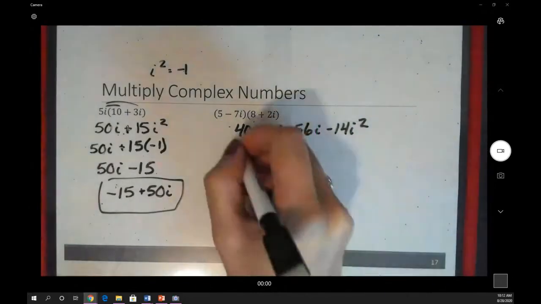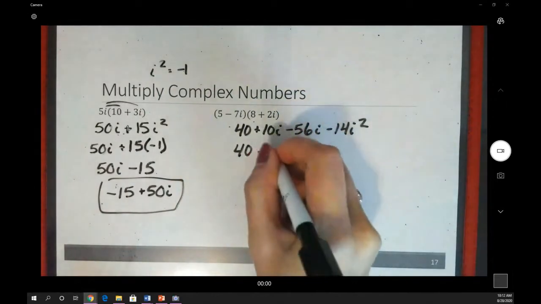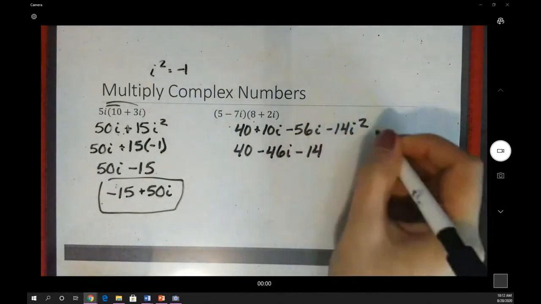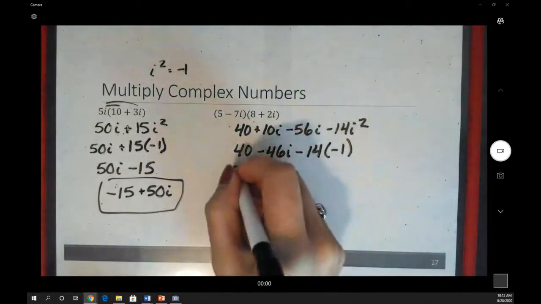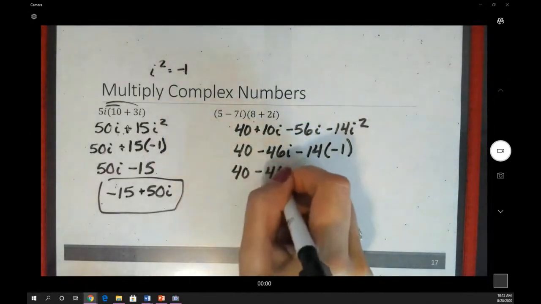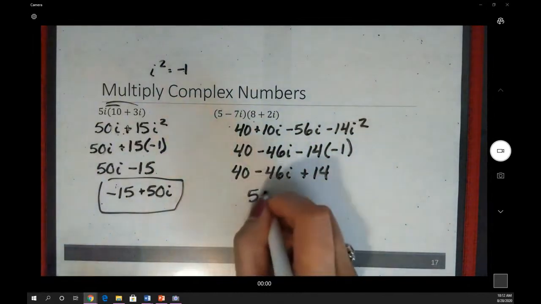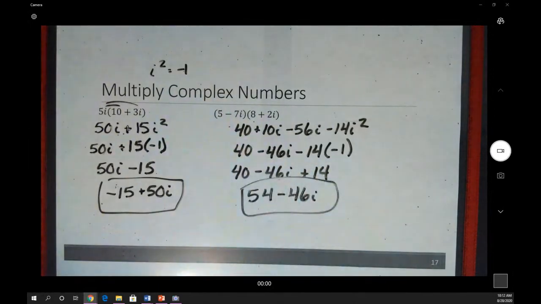So I need to combine some like terms. I have 40. 10i minus 56i is a -46i. Then we have -14, and I'm going to replace my i squared with a -1. So that's 40 minus 46i plus 14. And combining together, that gives me 54 minus 46i. Multiplying complex numbers is incredibly important, so we're going to do a couple more examples.